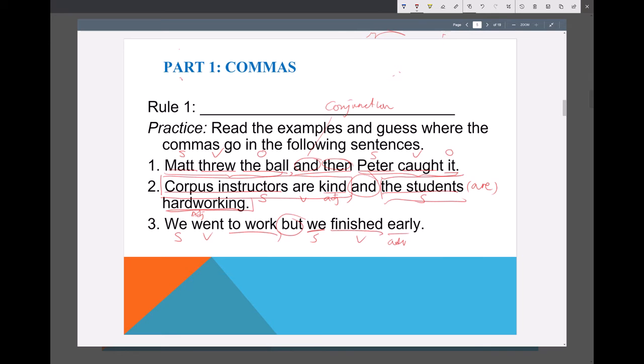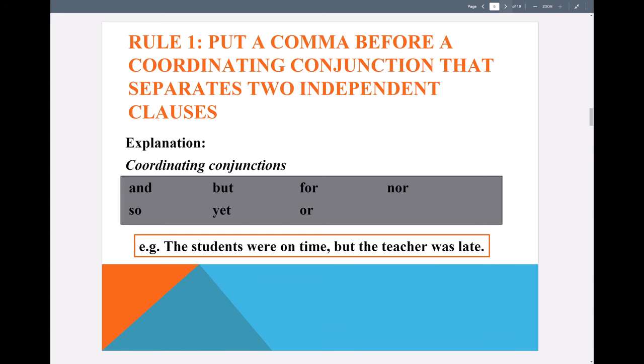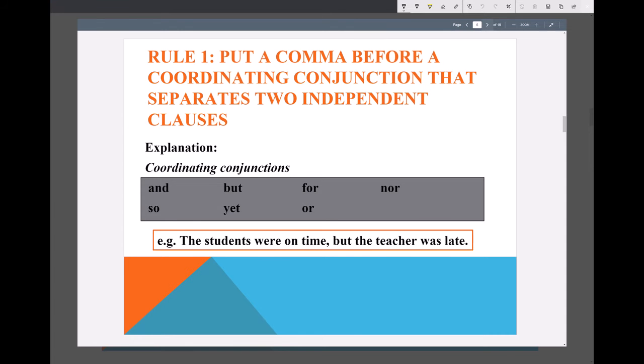See? So the three sentences read, Matt threw the ball, comma, and then Peter caught it. Sentence 2, corpus instructors are kind, comma, and the students are hardworking. 3, we went to work, comma, but we finished early. So what's the rule then? Well, the rule is we put a comma before a coordinating conjunction.